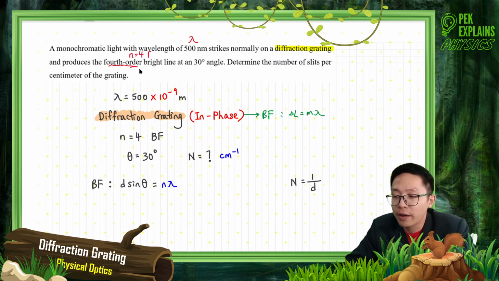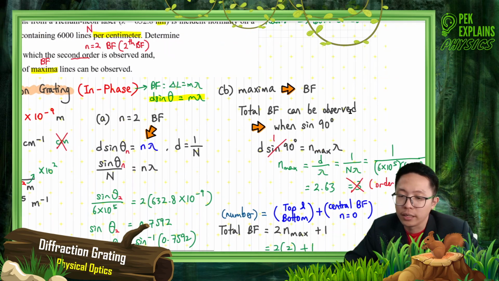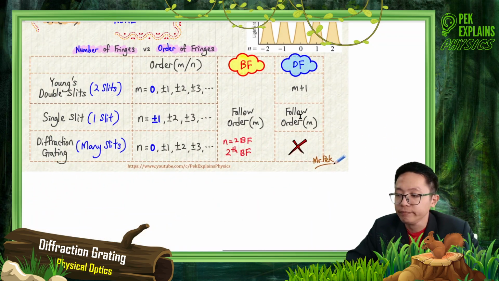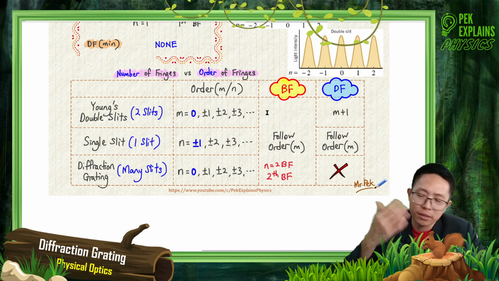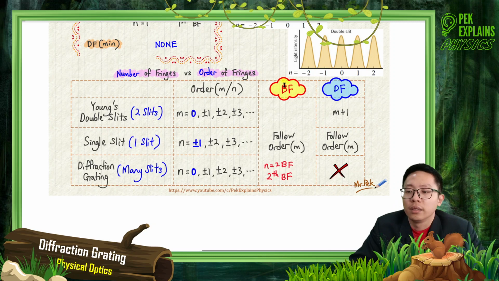This is the fourth order bright fringe. As we know, this diffraction grating also follows order in terms of bright fringe. I did tell you again and again about the fringes, the number and the order. The bright fringe always follows order, no matter whether it's double slit, single slit or diffraction grating. Actually, everything follows the order. Only the double slit dark fringe is order plus one. All the rest follow the order.